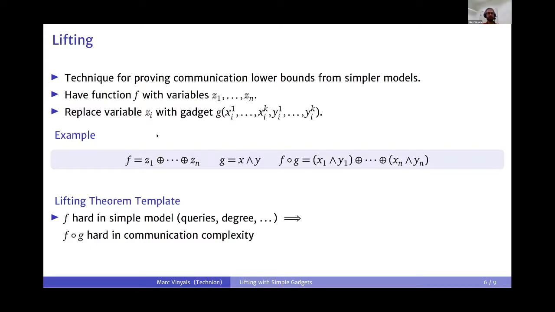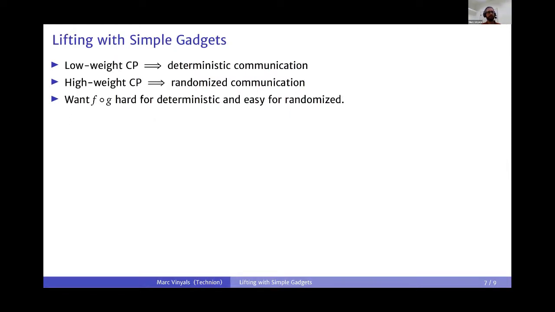Great, so now let's see how this applies to us. Recall that our communication protocols actually come from one previous step, where we start with a cutting planes proof and get a protocol. And it turns out that if you start with a low weight proof, then you will get a deterministic communication protocol, while if you start with a proof that uses high weights, then you will get a randomized communication protocol.